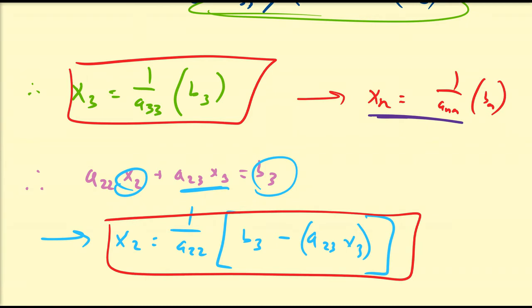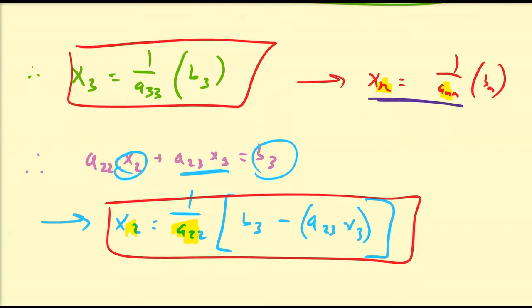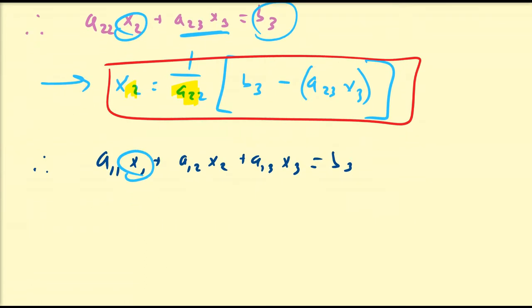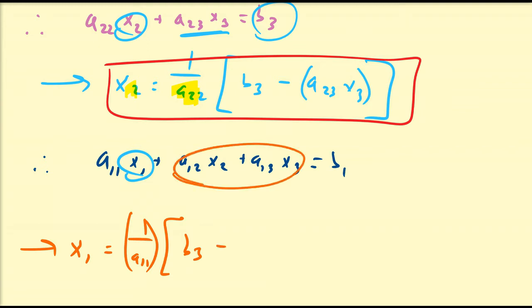It's very easy to see that this leading term is always going to match whatever index we're at. And let's go to the first equation, which is a11x1 plus a12x2 plus a13x3 is equal to b1. So as usual, we're going to isolate this equation for x1. So we have x1 is equal to 1 over a11 times, we're leading with b1 here, b1 minus this term, a12x2 plus a13x3.